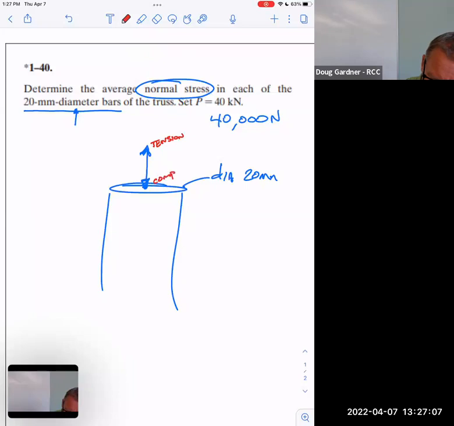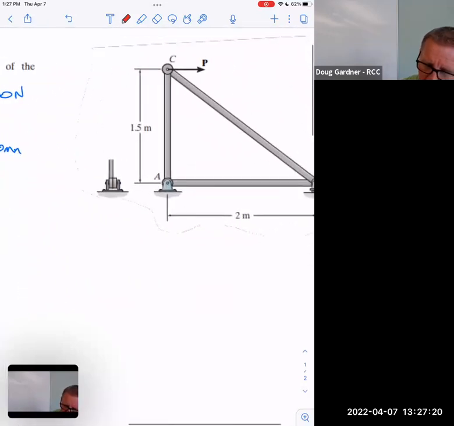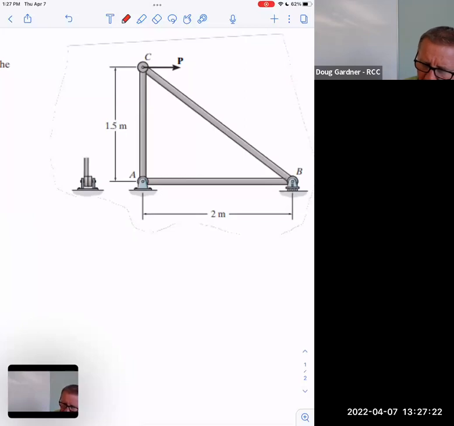This would be compression. I know there are some problems where they actually ask you to say which one it is. But notice they said in each of the 20 millimeter diameter bars, and notice there's 3 of them. So they're all the same size, but that P up there is not going to give me the same force. This is hearkening back to the section we just did and also back to statics. Can you translate that 40,000 newtons, which is in none of the bars? Do you understand that? That's in no bars.